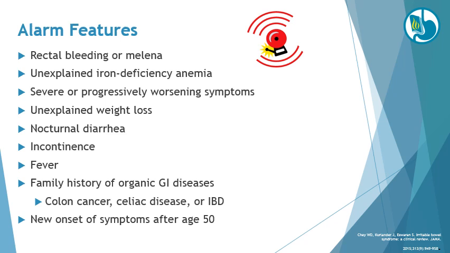Now, let's review alarm features, because we don't want to miss this. We want to make sure if we're going to diagnose irritable bowel syndrome that we do it right. So make sure there is no rectal bleeding or melena. Make sure there is no unexplained iron deficiency, or any type of anemia. If they have severe or progressively worsening symptoms, if their abdominal pain is out of proportion to exam or is progressively getting worse, this needs further evaluation. If they have unexplained weight loss, or if they're experiencing nocturnal diarrhea. This means if a patient is sound asleep and wakes up in the middle of the night in order to have a bowel movement, this is nocturnal diarrhea.